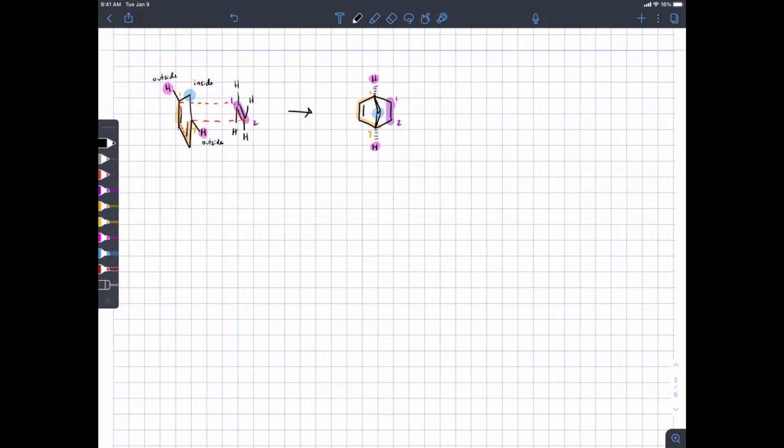All right, so let's use this 1,3 diene in which there are methyl groups pointing outward and hydrogens pointing inward. Again, we will label the outward substituents in pink and the inward substituents in blue. And we're going to react this with the same olefin as we've done previously.